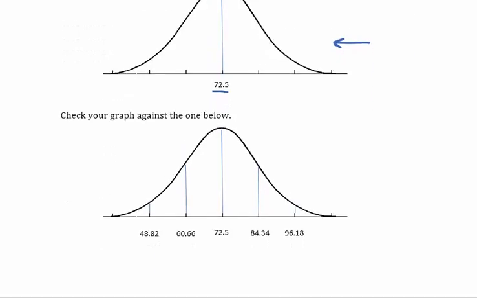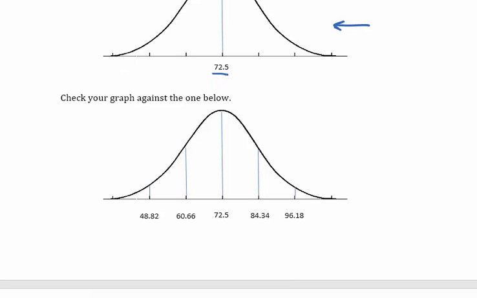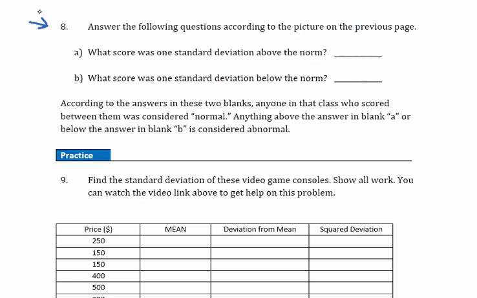Okay, if you did that correctly, here are the values we should be getting. 72.5 in the middle, 1 standard deviation above would be 84.34, 2 standard deviations above 96.18, 1 below 60.66, 2 below 48.82. Let's take a look at question 8 now. Answer the following questions according to the graph on the previous page. What score was 1 standard deviation above the norm? If we look back at our graph, we see that it was 84.34.